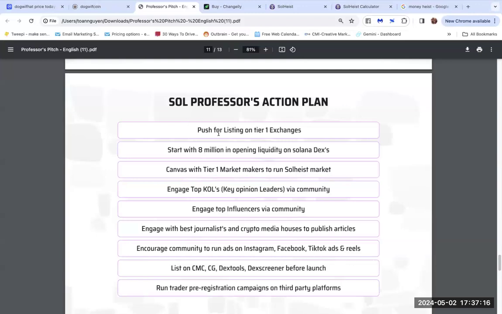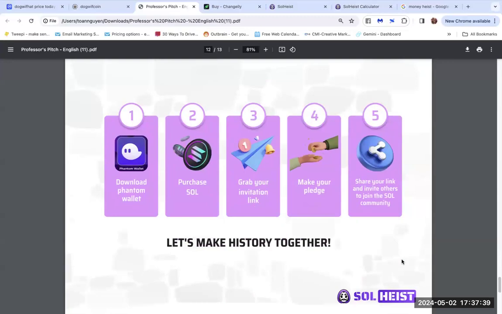Anyways, guys, there's a whole list of action plans that doesn't involve all of us, but it actually does, because if you do have connections, we would appreciate it. But the 60 days is really where we can actually participate. And then after 60 days, let's allow the team with Sol Professor to really drive the price of this token up.